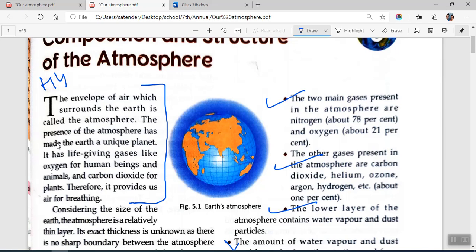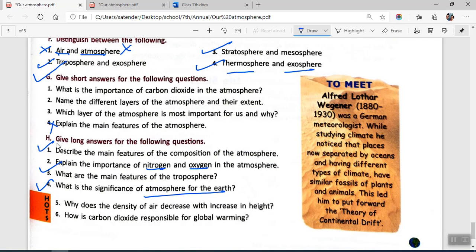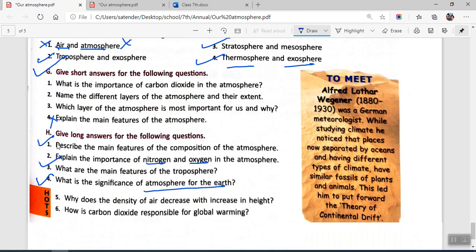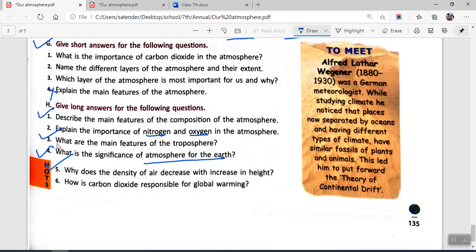The envelope of air which surrounds the earth is called atmosphere. The presence of atmosphere has made earth, this we, though we are to discuss only the significance, but since it is a long answer, it might be asked in 3 marks, so you have to at least write that much. Okay, so we are done here. So now moving on to question number 5.